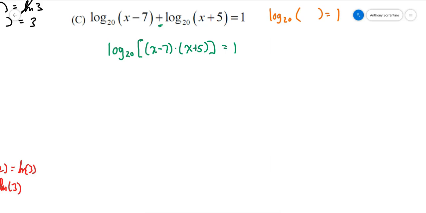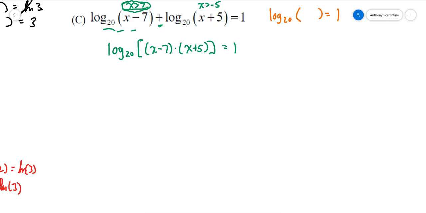Now again, all this is working under the assumption that this exists. For this logarithm to exist, x has to be more than 7, because if it's 7 or less, I'm going to have 0 or negatives, and I can't do that. Here, x has to be greater than -5. So for any answer to be considered for this, it has to be more than 7. If I end up with anything that falls below that, it's not an answer.